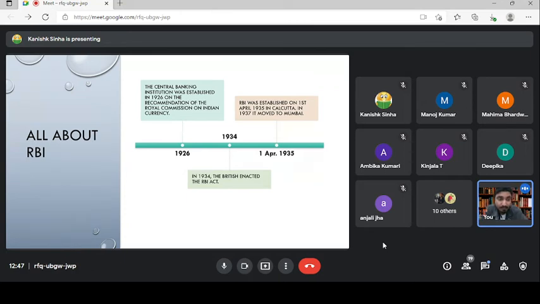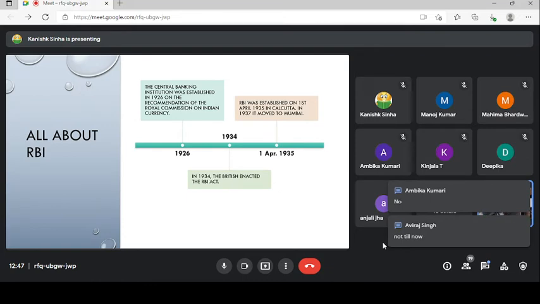The 2019 bill I am talking about, the Citizenship Amendment Bill 2019. Has it been enforced? Very good, Ambika. It was passed by the Lok Sabha and Rajya Sabha in 2019, but still the Citizenship Amendment Bill has not been enforced.